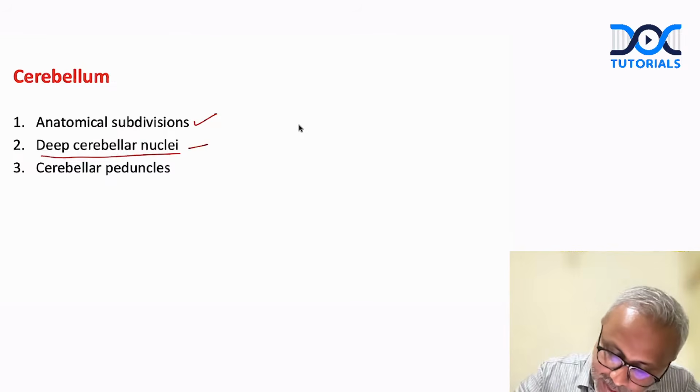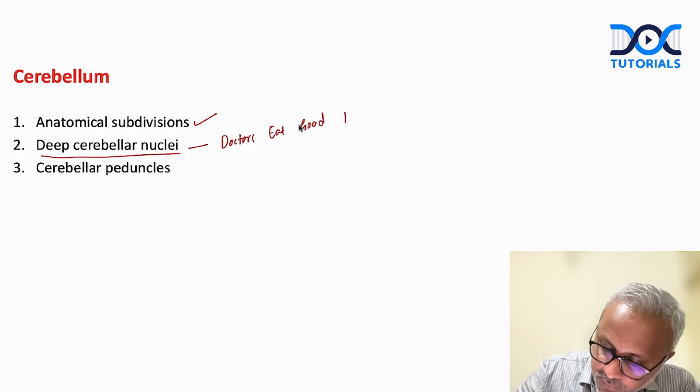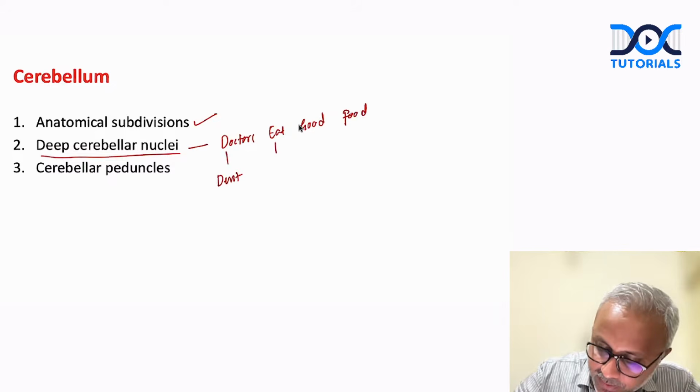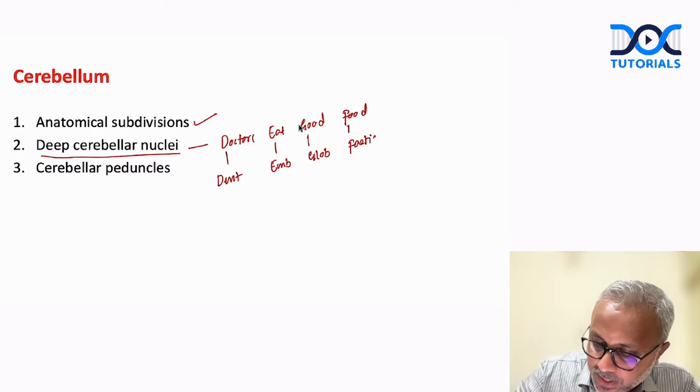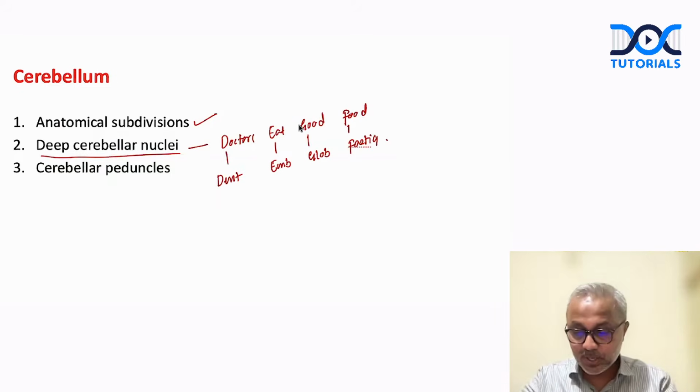Remember, the deep cerebellar nuclei can be remembered by the mnemonic "Doctors Eat Good Food", right? The dentate nucleus, then the emboliform nucleus, nucleus globosus, and nucleus fastigii, right? So these are the four nuclei they often ask, right?